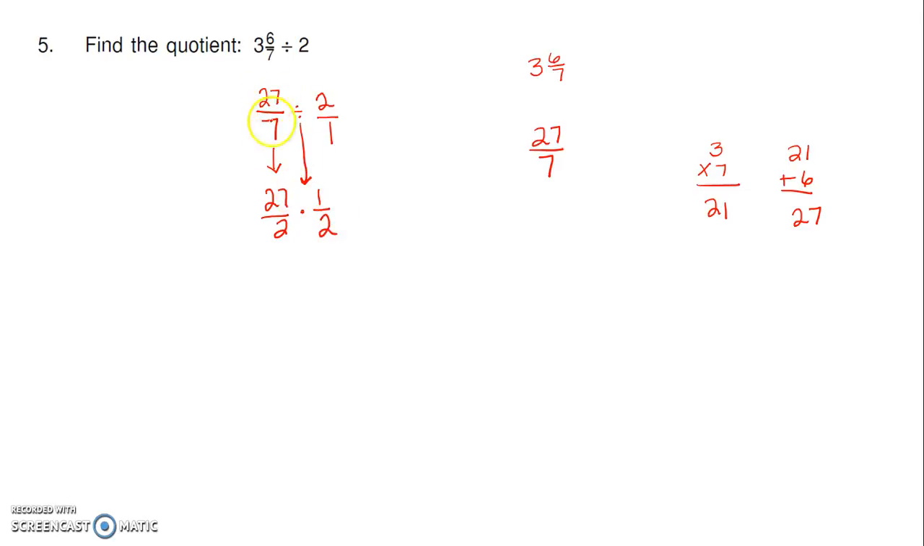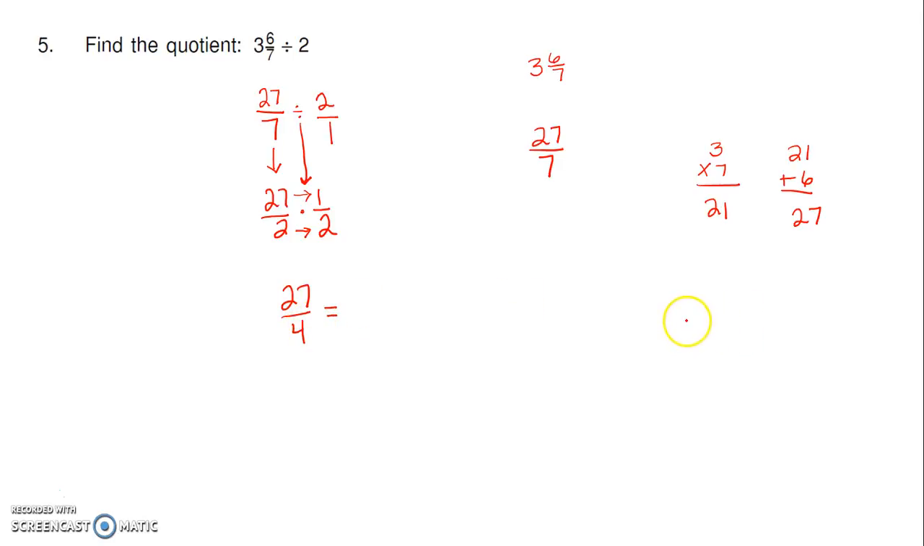Then once you drop that first one, change the division to multiplication, and flip over that second one, they have you multiply straight across the top, straight across the bottom. 27 times 1 is 27. 2 times 2 is 4. So this would be 27 fourths. Now they would want you to change that back into a mixed number because 27 fourths is greater than 1. So we need to change that back into a mixed number.